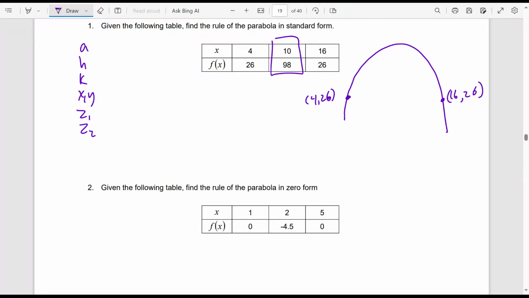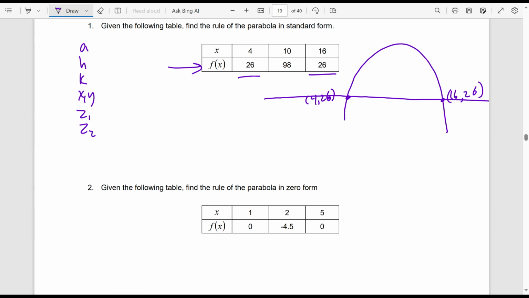Has everyone seen that? Look at the distance here. That was 26, that was 26. Basically what it's doing is giving me a floor to look at. If there are two y values that are the same, it's basically acting like zeros, right? It's been shifted up. Well, I know what to do if I have zeros. I can find my h.